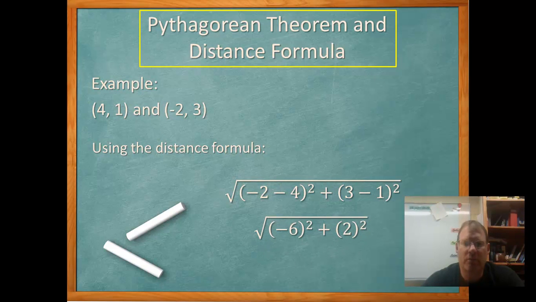Simplifying it out, I get 36 and 4 underneath, which is 40. 4 goes into 40. So in simplest radical form, your answer is 2 square root of 10, which is 6.32 if we wanted it to the nearest hundredth. That's the distance formula.